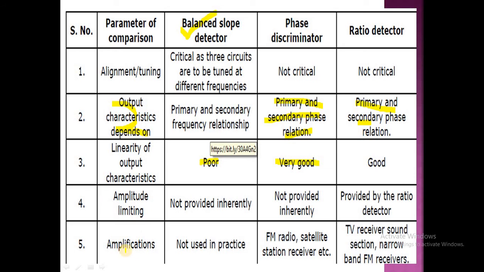And the applications, not amplifications, it is applications. The balanced slope detector is not used in practice. Practically, the phase discriminator is used in FM radio and satellite receivers, and the ratio detector applications also include TV receiver sound section, narrow band FM receivers, etc. All these are the different applications of different detectors. All these detectors are used to detect the FM signal only.